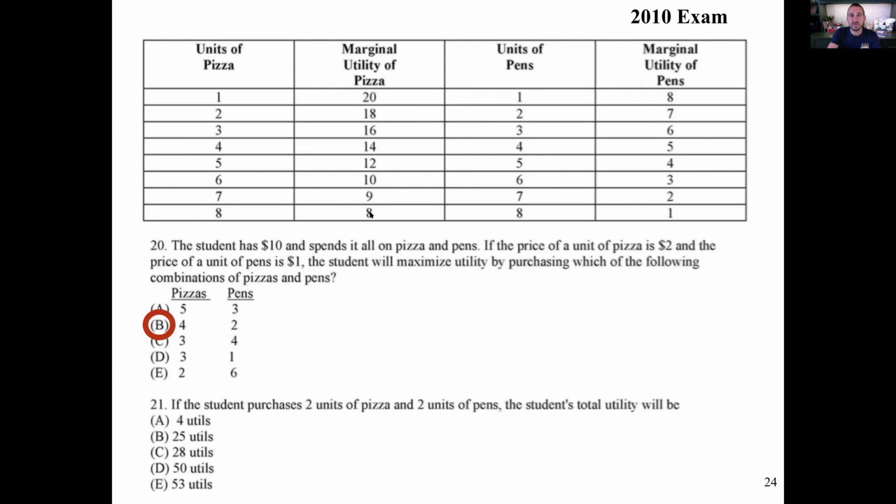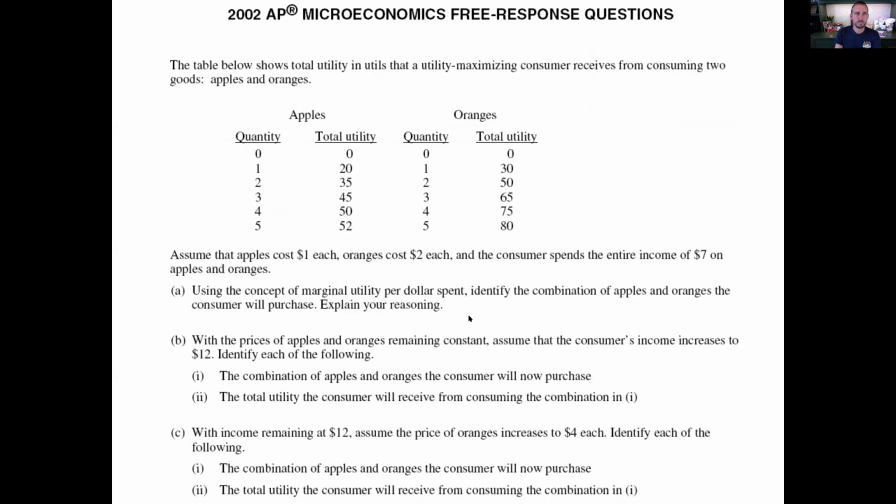Okay. This column isn't giving your total, but your marginal. So 2 units of pizza would be 38. 2 units of pens would be 15. So that'd be 53 utils. Okay. So hopefully all that stuff makes sense. Again, it's just a matter of thinking on the margin.